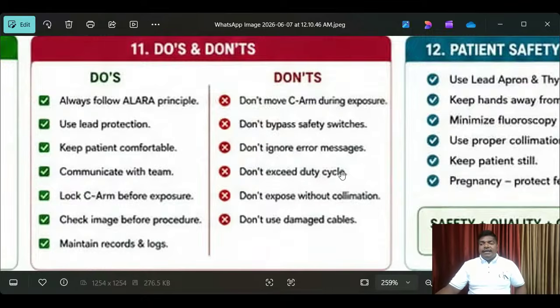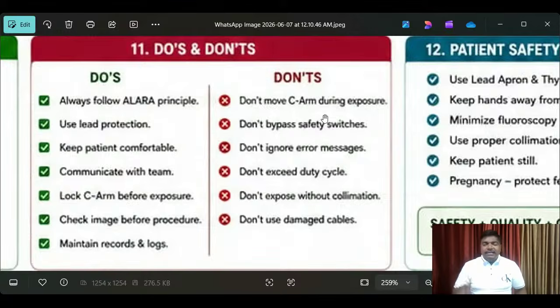This is very important. Ignoring messages means you should capture everything and take pictures of everything. Also, don't exceed the duty cycle, don't expose without collimation, and don't use damaged cables. So see here, the do's are many more compared to the don'ts. That's why these do's and don'ts are very important. Try to keep them in your mind and give good performance in the right way.